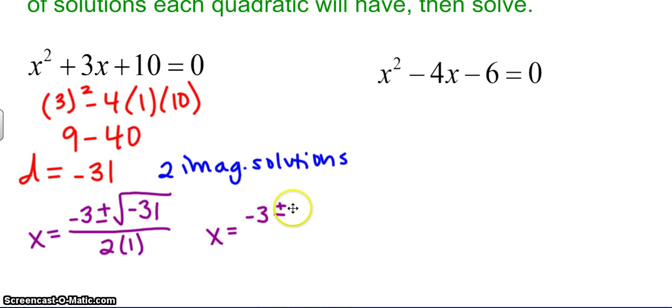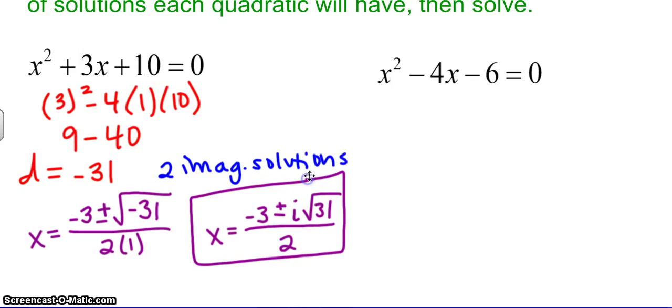This negative 31 can be rewritten as i. Root 31 is not going to simplify at all, over 2. And there are your 2 imaginary solutions: negative 3 plus i rad 31 over 2, and negative 3 minus i rad 31 over 2.